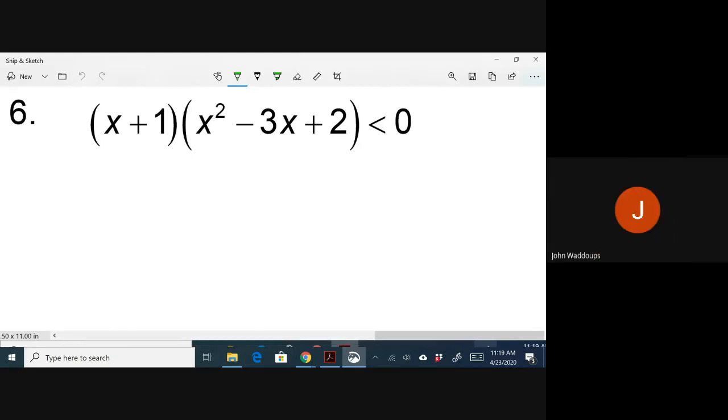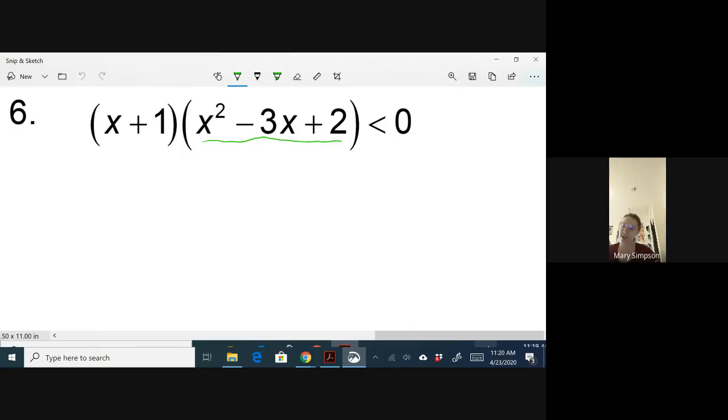All right. What do you think we're going to need to do first here, Mary? Figure out what equals x. Yep. How are we going to do that? What do I need to do with that x squared minus 3x plus 2? Oh, we need to factor it. Exactly. So we're going to leave x plus 1.